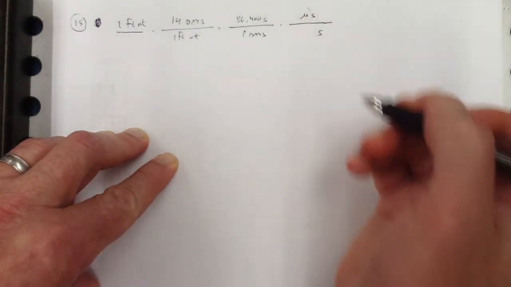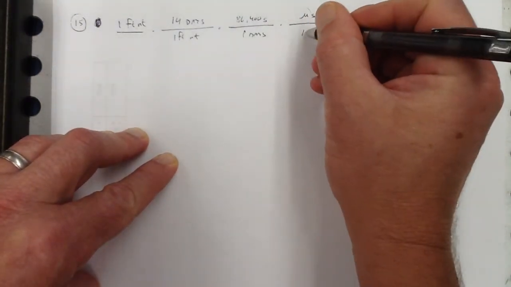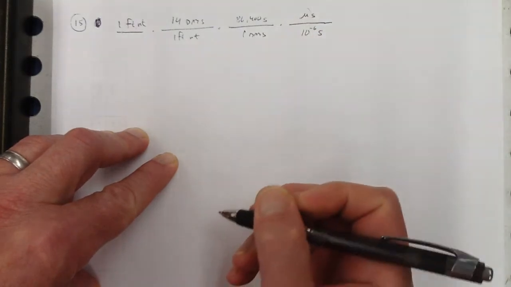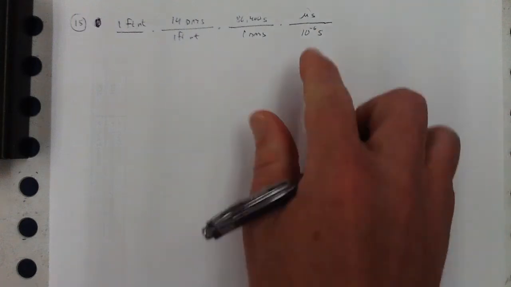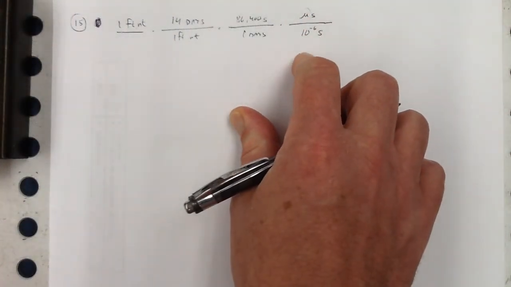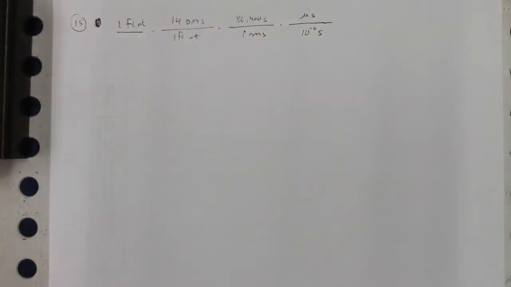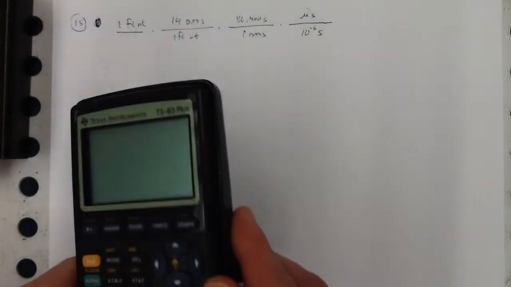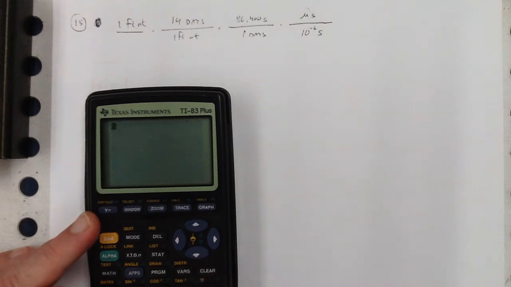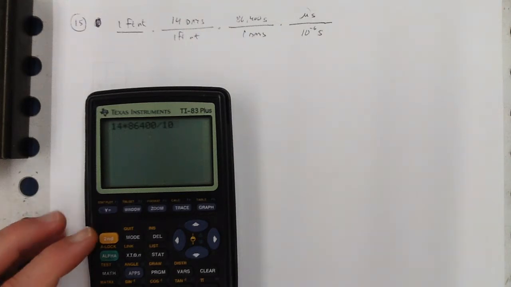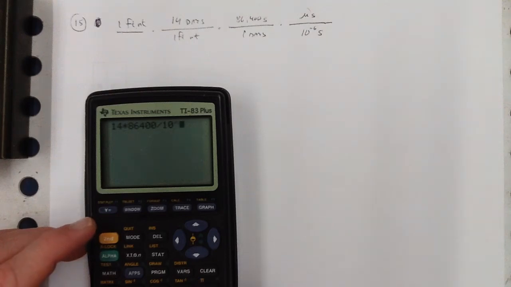That's the abbreviation for micro, and micro is 10 to the negative 6, right? So back to that little unit conversion video that I made. You may have different ways of doing this. This is how I like to do it. So as long as you're doing something that works. Multiply all that through. Let's see. We got 14 times 86,400 divided by 10 to the negative 6.